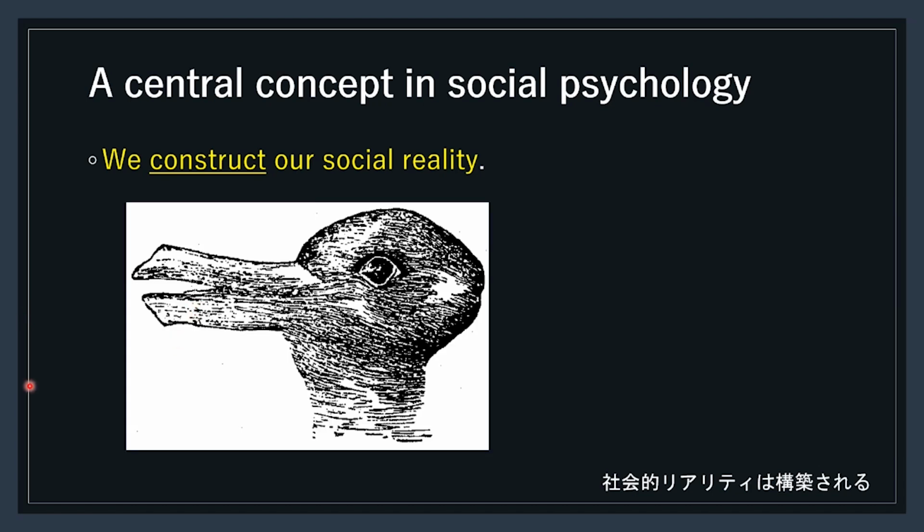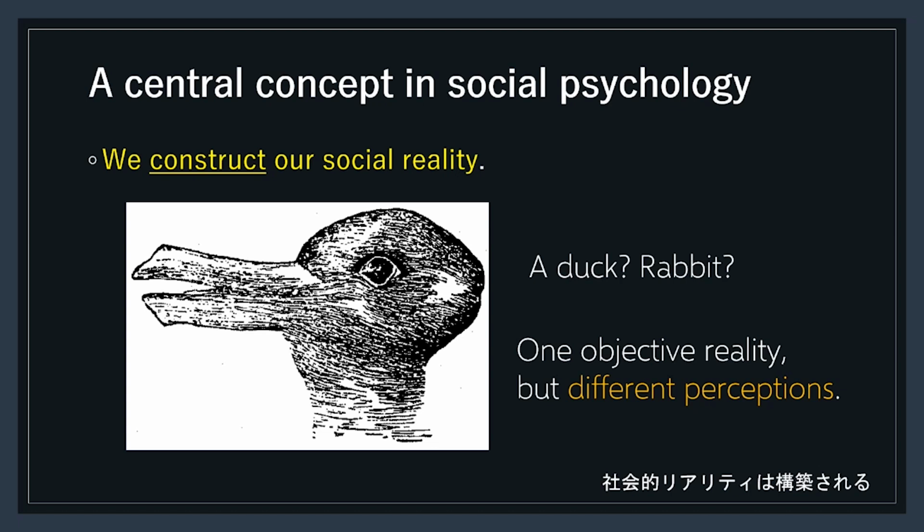So what do you see in this drawing? Do you see a duck or do you see a rabbit? And it depends. So for some of you, this was a duck. For some of you, it was a rabbit. And after hearing this explanation, now you can see it in two different ways, I believe. A duck or a rabbit.